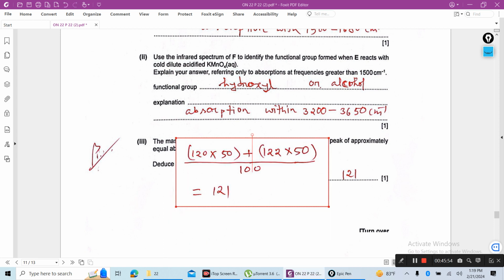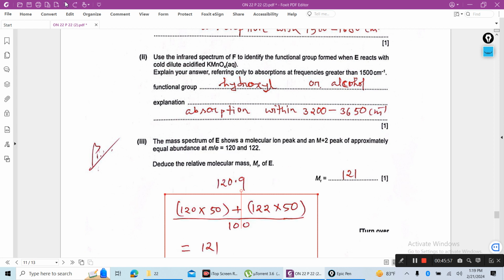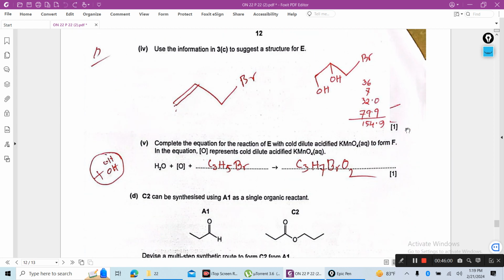Now the next one. Number 4. Use the information in 3.6 to suggest the structure of E. So E will be bromopropene. 1, 2, 3 bromopropene.